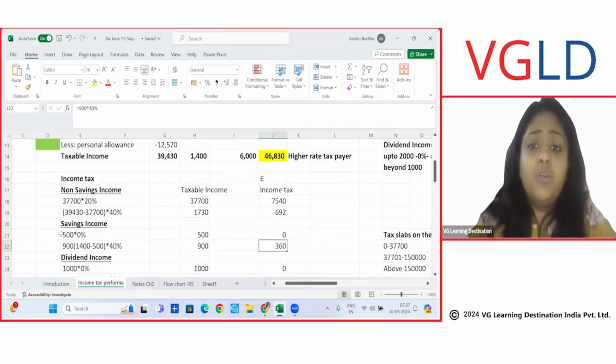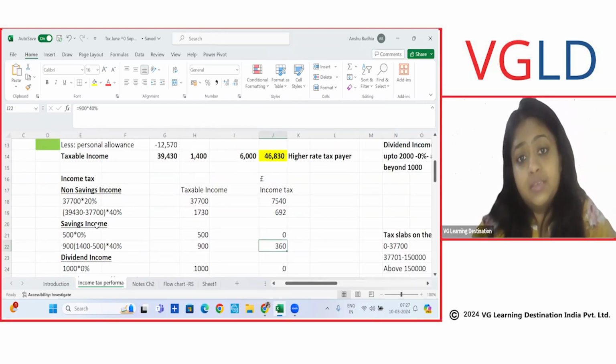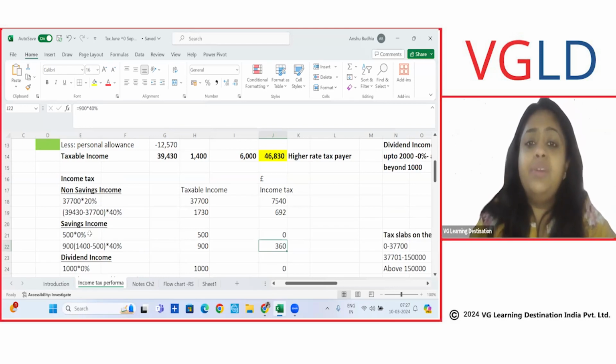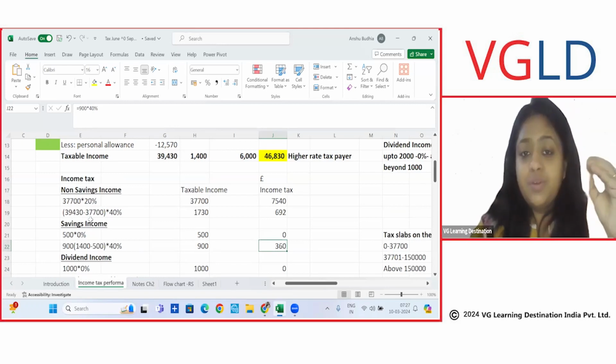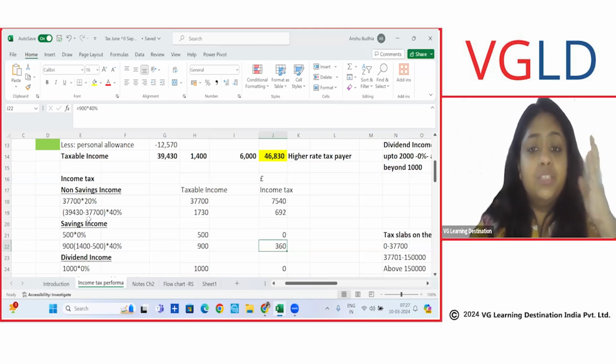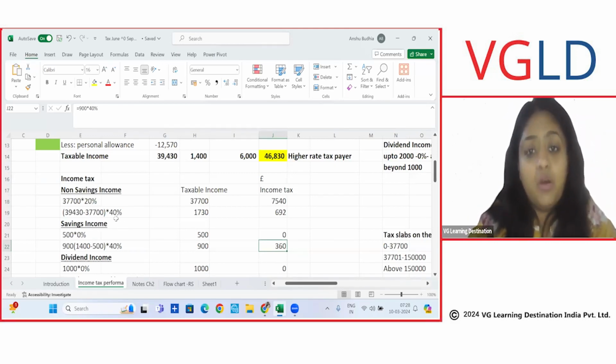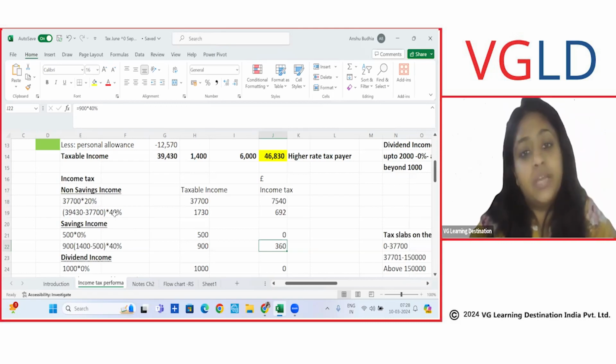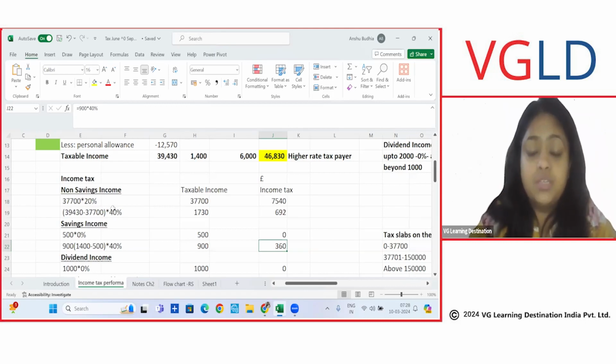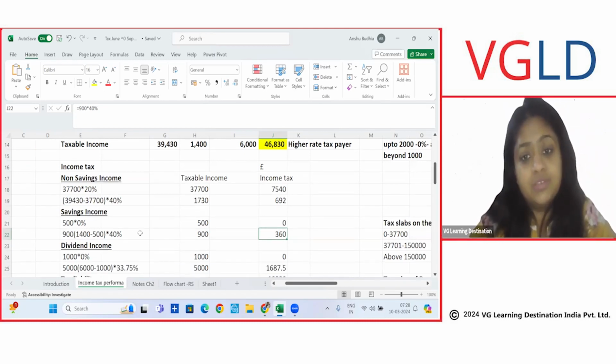Now, does dividend income also have a nil rate band? Yes. And the best part is dividend income's nil rate band is available for all categories of taxpayers. Whether you are a basic rate, higher rate, or additional rate taxpayer, the nil rate band of 1,000 is applicable to all taxpayers. Earlier it was 2,000 in the last tax year, and this tax year onwards it is 1,000.